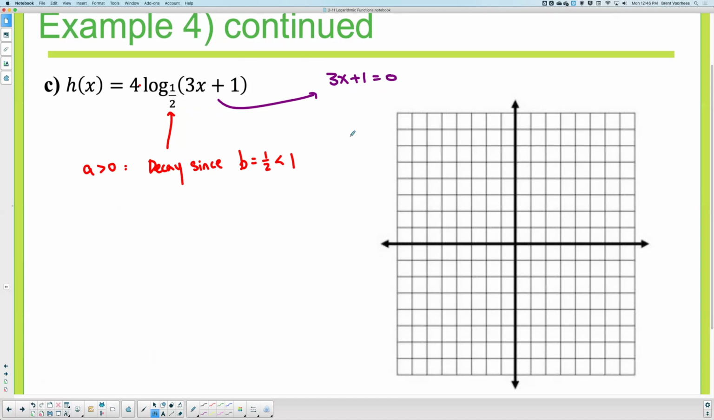So let's just solve it to find out which way it would be shifted. What would be the first thing you would do to solve this? You would subtract 1 from both sides, so 3x would equal negative 1. And then finally, divide by 3. We will find out in a moment that the asymptote is going to be at x equals negative 1/3. We will confirm this in the calculator, but x equals negative 1/3 is where we should have an asymptote.